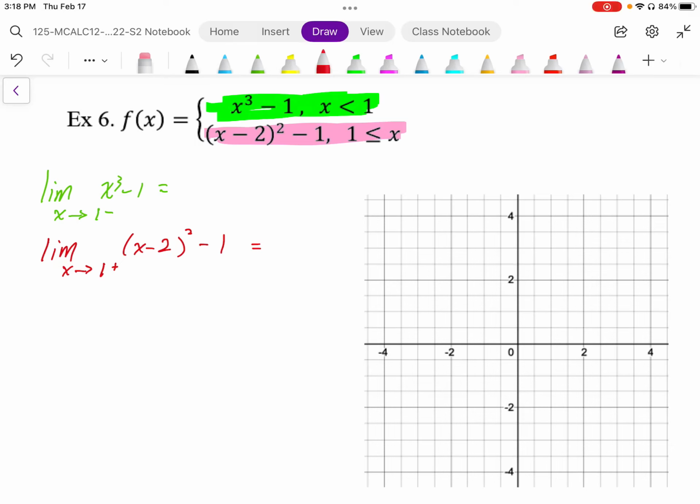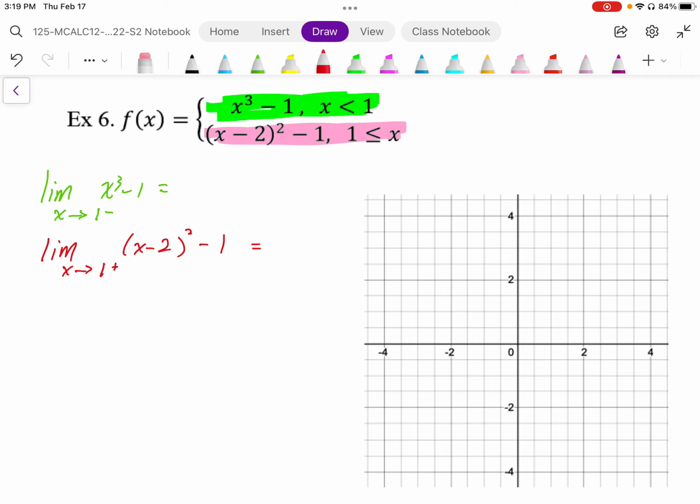So example 6, we have a piecewise function. The first thing we're going to do in a piecewise function is just to check for continuity. At x equals 1, we're going to plug 1 into the green part of the graph and get a value, and then plug 1 into the red part of the graph and get a value, and see if those values match.